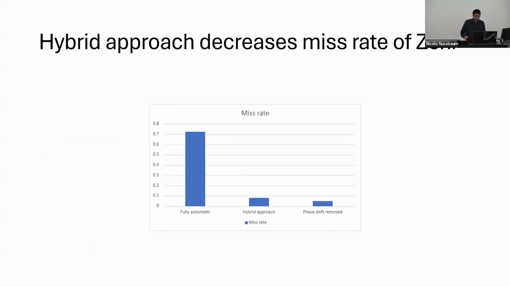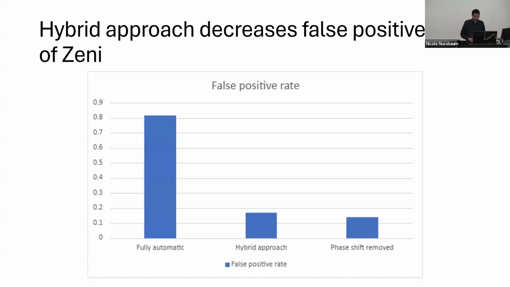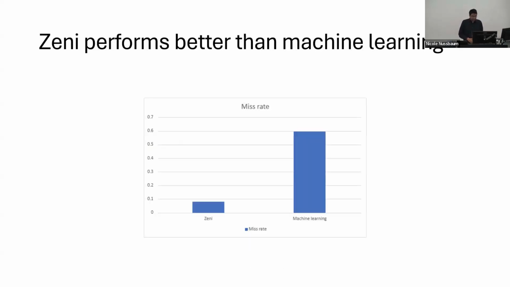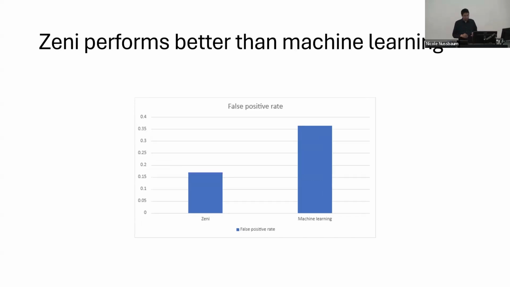Likewise, the miss rate is very much decreased, going from basically unusable in a clinical setting to very usable in a clinical setting. And the same is true of the false positive rate. Zeni also performs better than machine learning. The miss rate is much lower, and you can see the bar is just a lot less. And then the false positive rate, it's the same story. Zeni is performing a lot better.